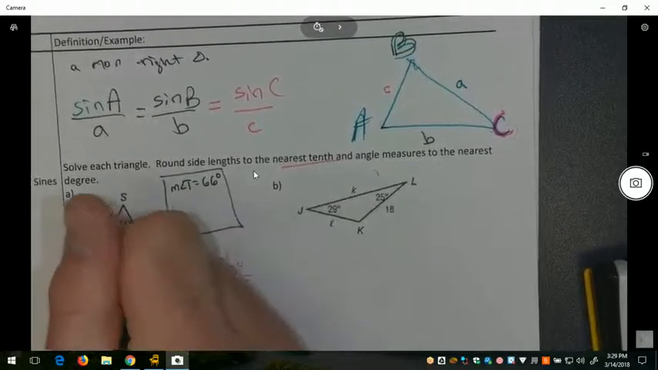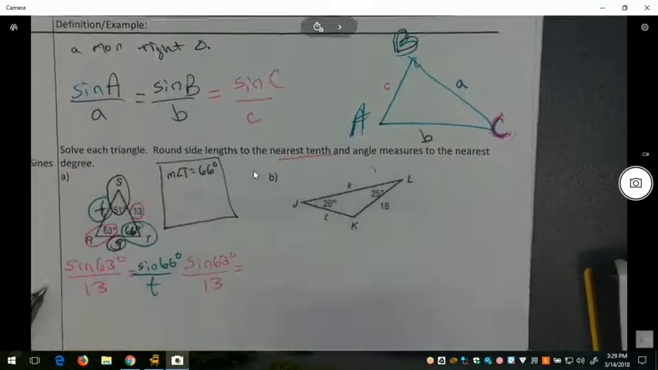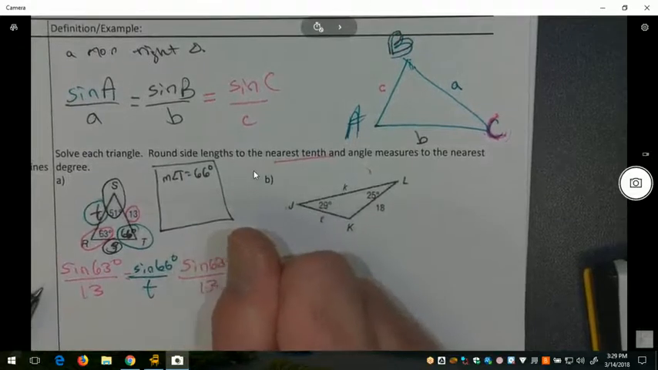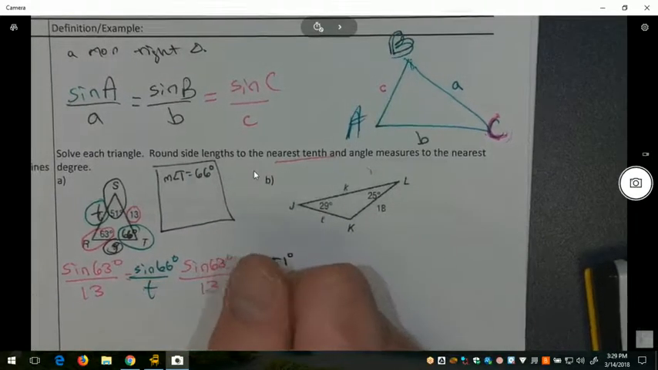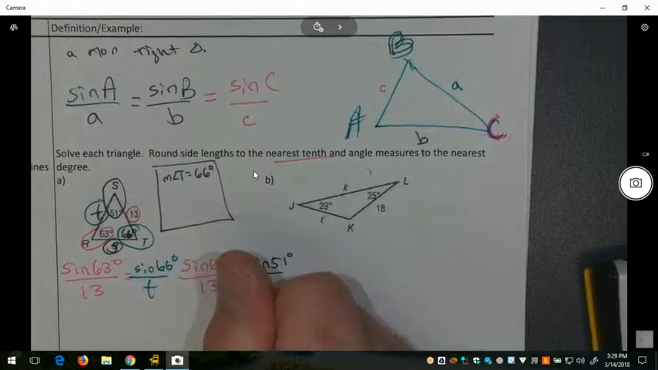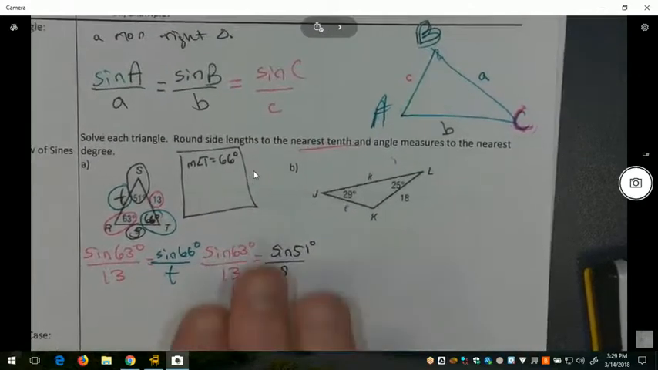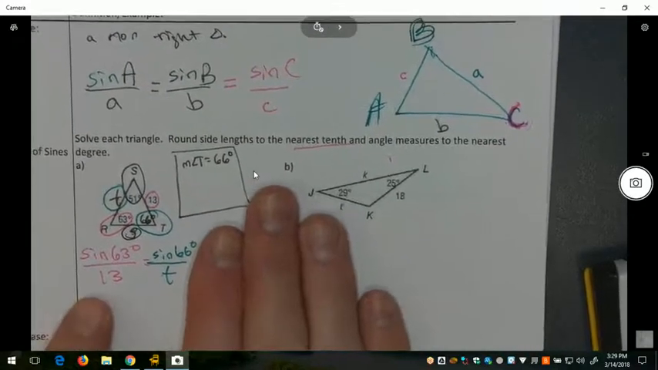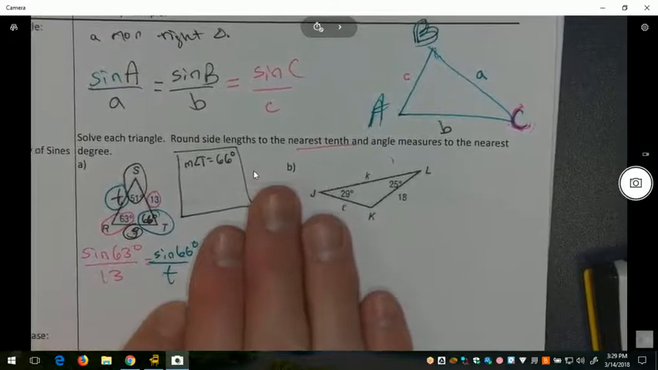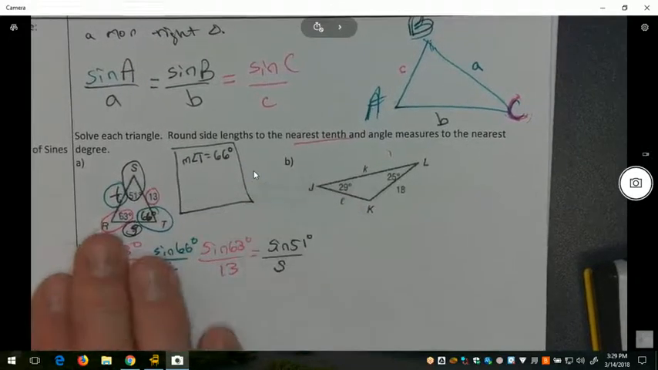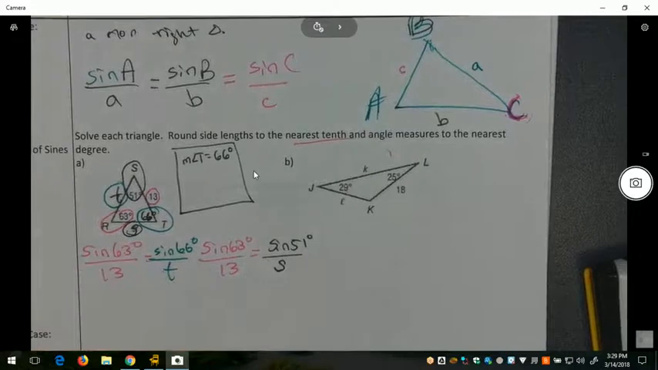When I'm solving for side S, I have to use angle S. Sine of 51 degrees, angle S, over lowercase s, which is what we're solving for. So really there's two problems in one here. This proportion is going to help me solve for side T. This proportion is going to help me solve for side S.